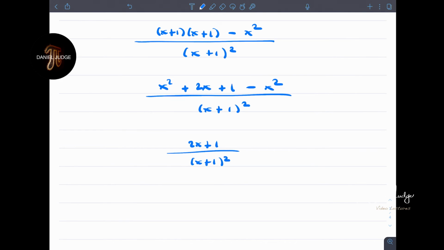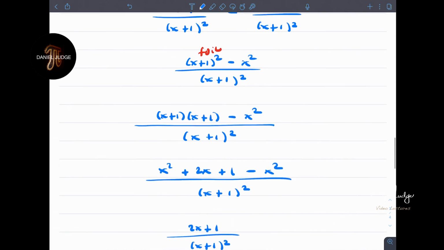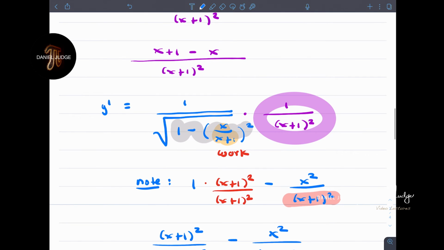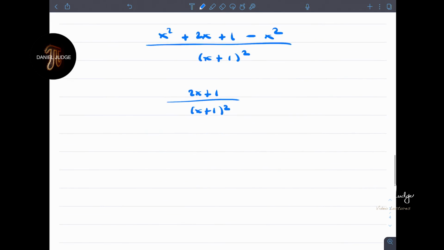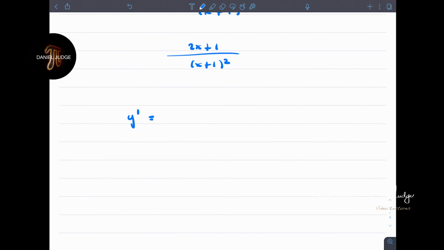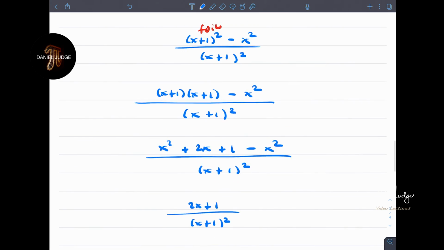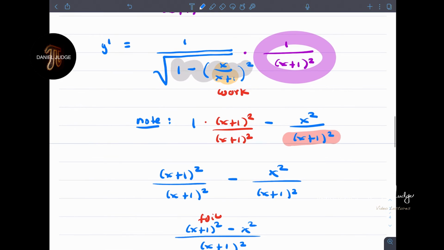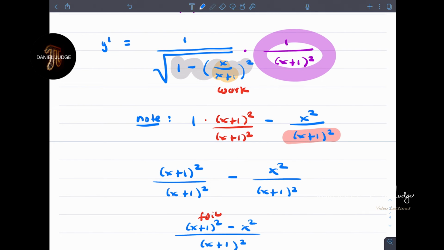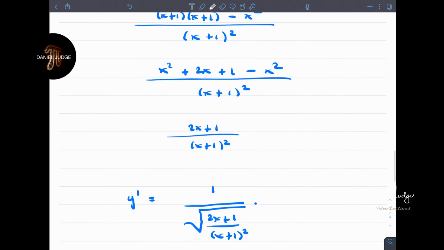And that is under the radical here. So in other words, let's double check. All right, so y prime is 1 over the square root of 2x plus 1 over x plus 1 squared, times the 1 over x plus 1 squared here. So we did the work here in gray. Okay, all of this is in gray. So this is 1 over x plus 1 squared.